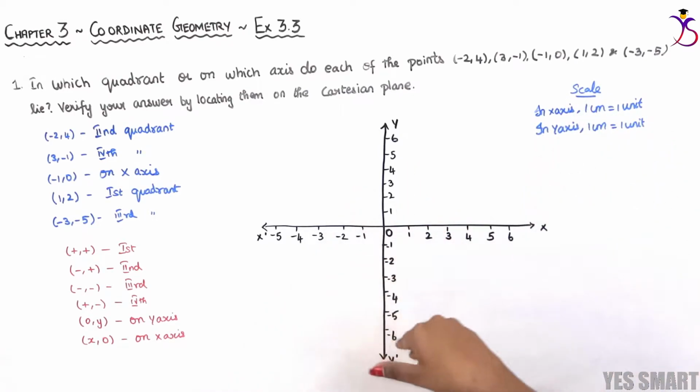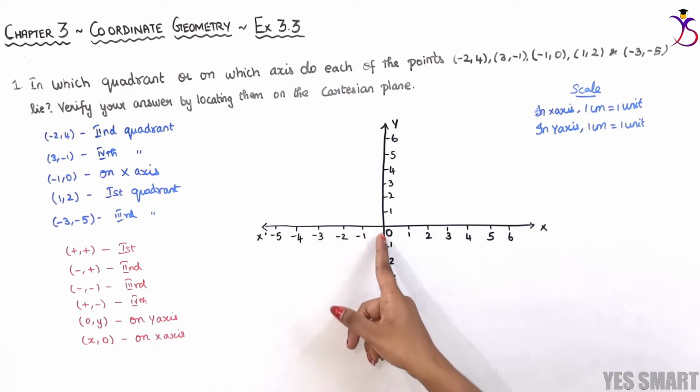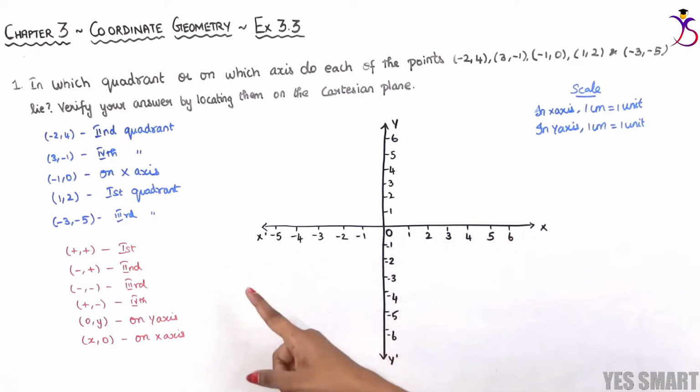In the graph sheet, these axes will not be drawn already. You are supposed to draw them. So here I have drawn this on the board itself. You can use the graph sheet to draw it.